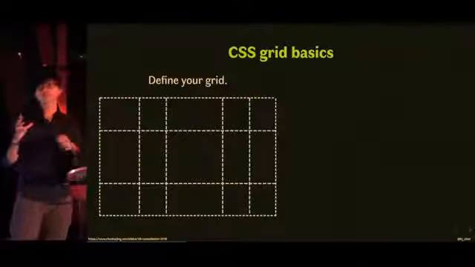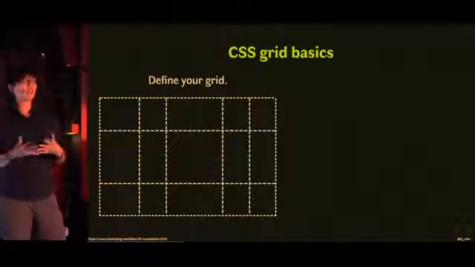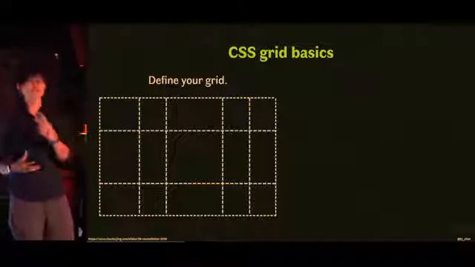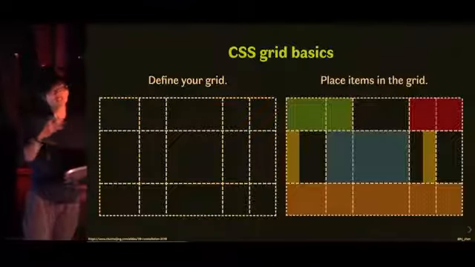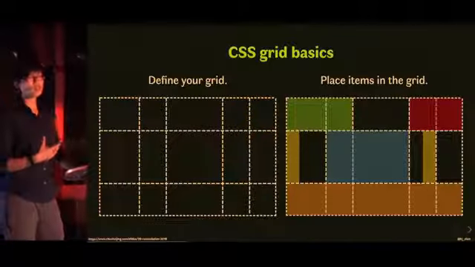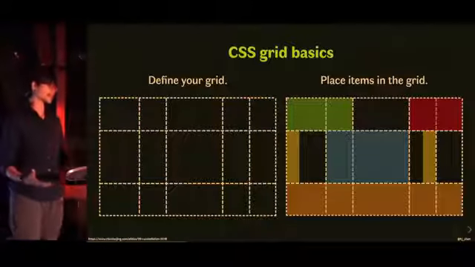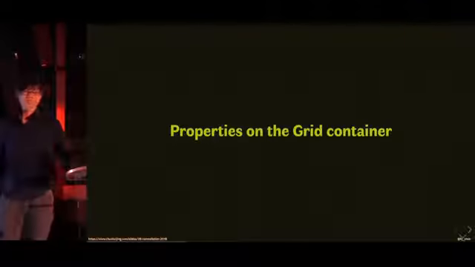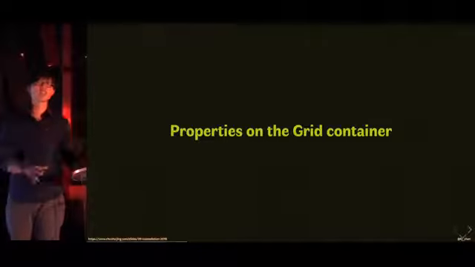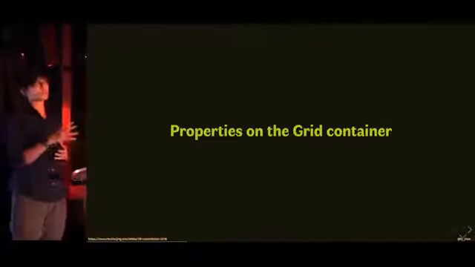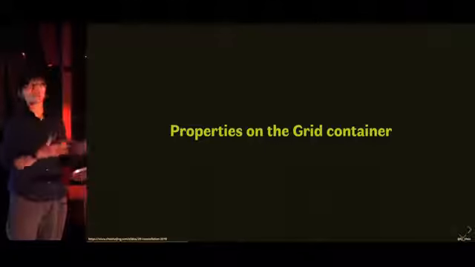So the way we want to use CSS Grid in our layouts involves 2 steps. You first define your grid, and then you place items in it, either by yourself, or you can choose to let the browser do it for you. We'll first talk about some properties that apply onto the grid container, and this is what defines the structure and sizing of the different tracks of your grid.